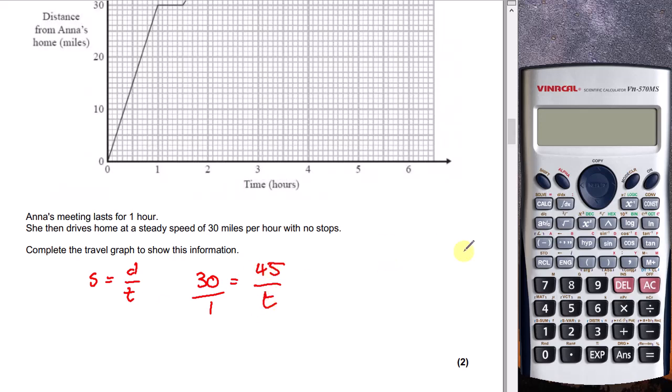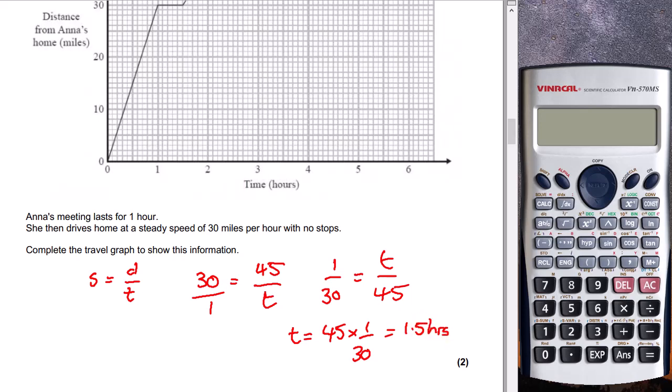The problem with these questions is you can flip them. So 1 over 30 is t over 45. And then if you rearrange to get t on its own, you're going to multiply by 45 on both sides. So 45 times 1 over 30, and that gives you 1.5 hours.